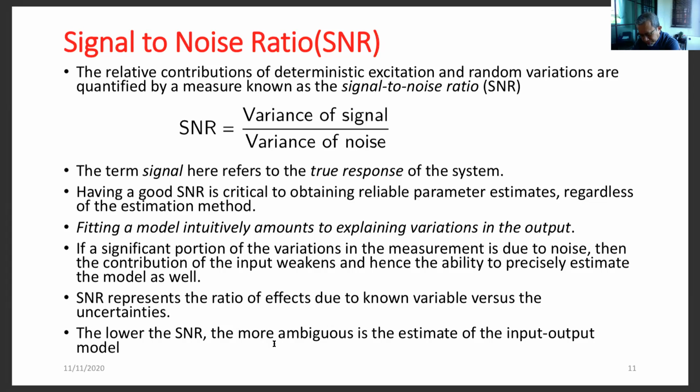So what is the relation between the noise and the signals? It is simply given by the formula: variance of signal divided by variance of noise.